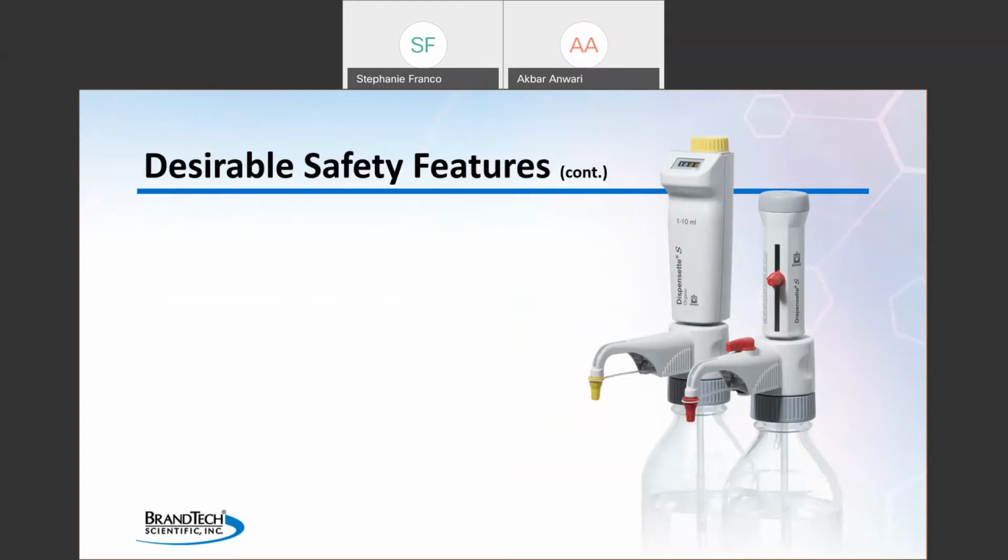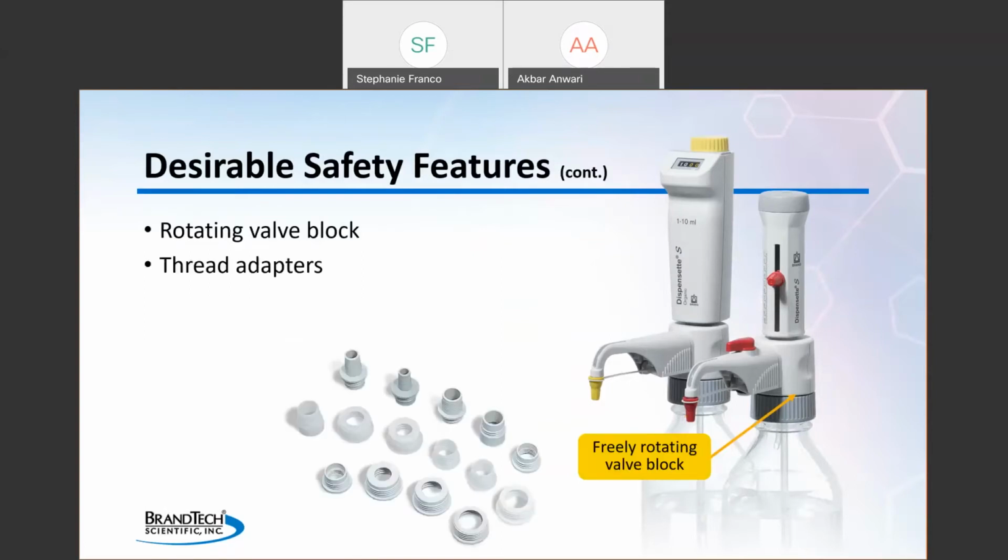There are a number of other safety features to consider. A rotating valve lock is an important feature. It allows the bottle label to always be visible while dispensing, confirming the correct chemical is going into your receptacle. Thread adapters, often thought of as accessories, are an important safety feature, as having a full complement of them available allows direct dispensing from any reagent bottle, eliminating poured transfer from a stock bottle into a separate dispenser bottle.